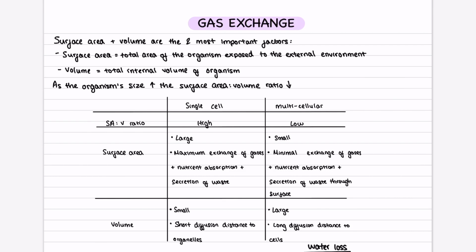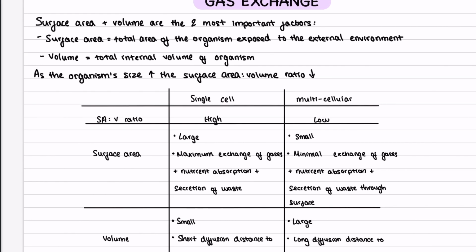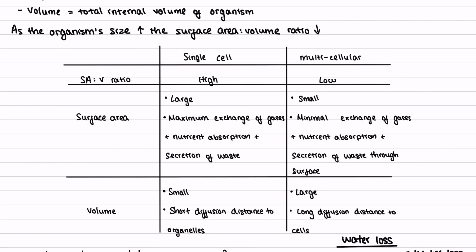If you take a single cell like a bacteria, they have a large surface area, so all the nutrients they need can travel through the cell membrane. Whereas large organisms like us humans, we have millions of cells, so we need a system to transport the nutrients we need to all the different tissues and the cells in our body.